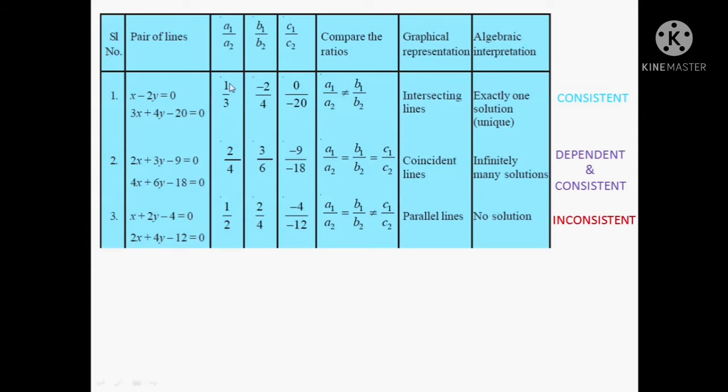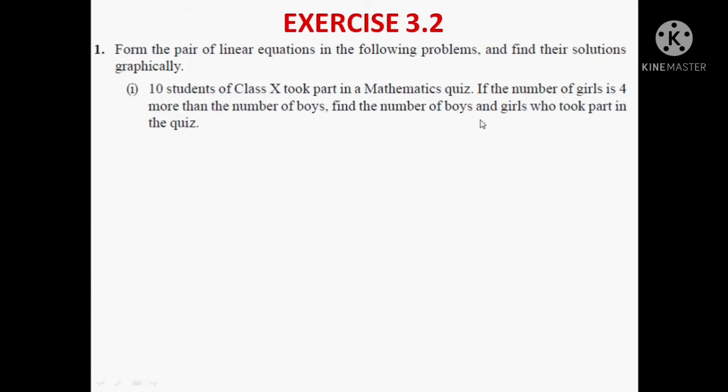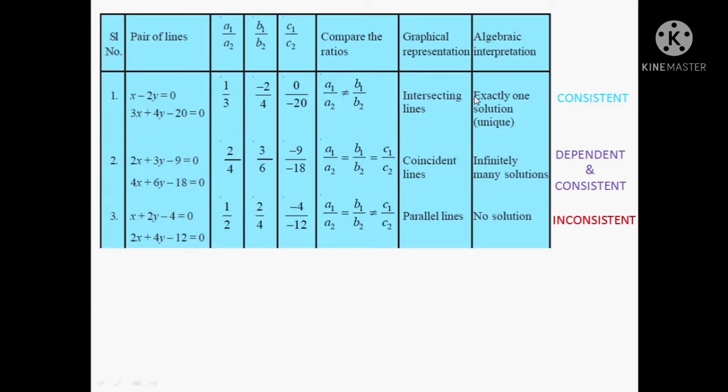Now if we compare these ratios, that is a1 by a2, if it is not equal to b1 by b2, they are intersecting lines. So they will have only one solution and they will be consistent. So if a1 by a2 is not equal to b1 by b2, they are called intersecting lines and they will have only one solution and they are consistent in nature.